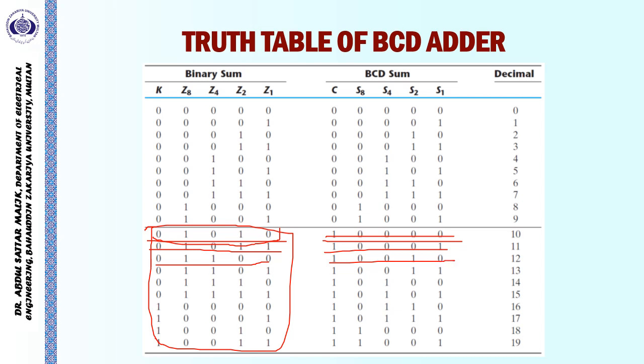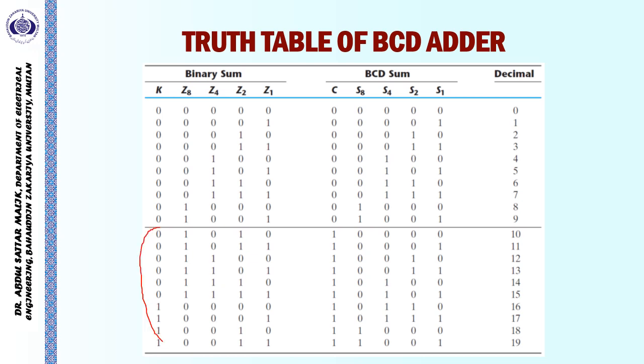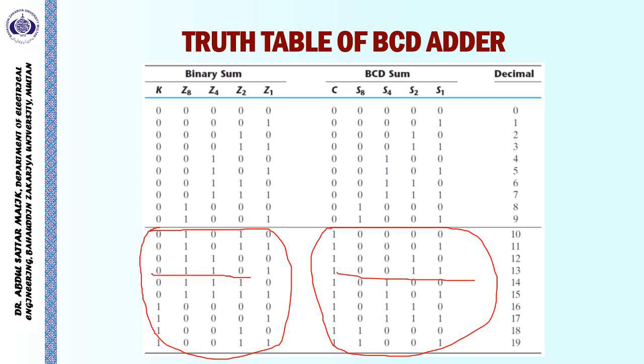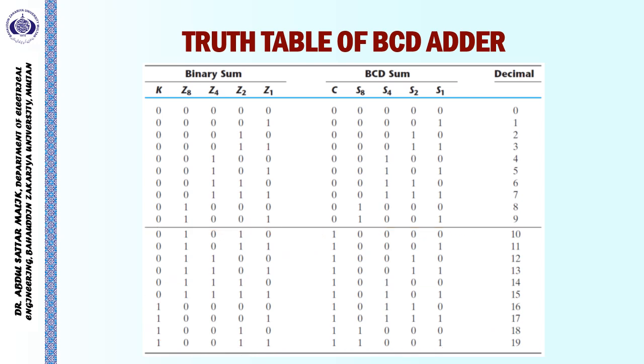It means the binary sum and the BCD sum, when the binary sum is 10 or more than 10, then if we can detect whether the sum is 10 or more than 10 and if we can add 6 to it, then the binary sum becomes actually the BCD sum. Now the only question left is how to detect whether the binary sum has gone 10 or more than 10, means it is more than 9.